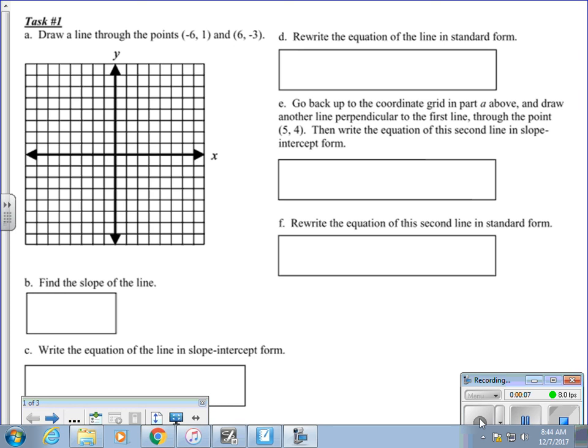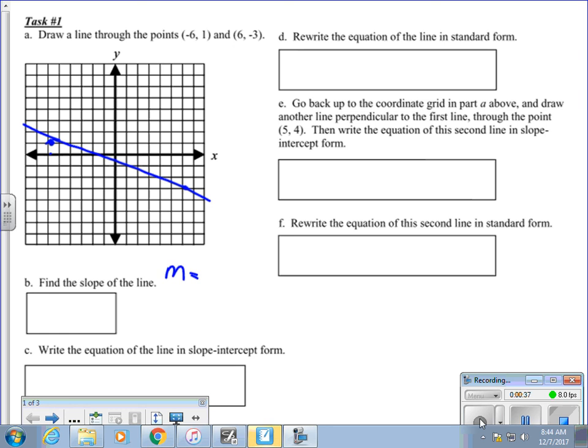Draw a line through the points (-6, 1) and (6, -3). There's 1 point. Okay. Find the slope of the line.